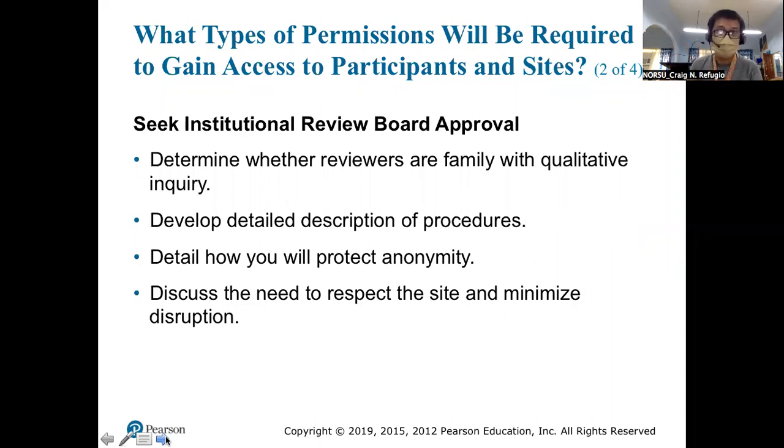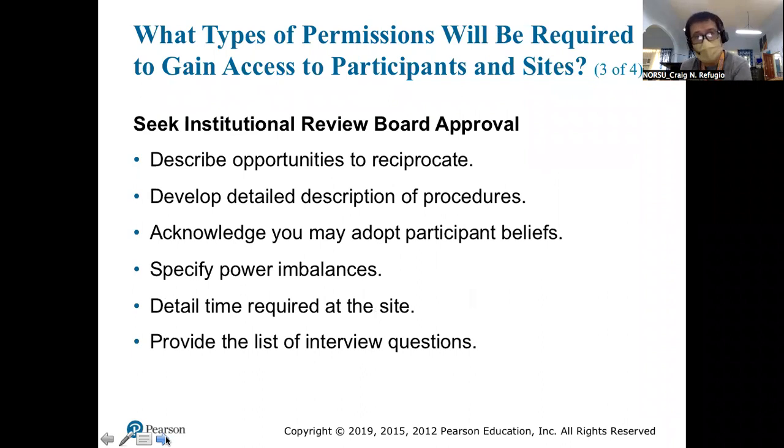Perfect. You have mentioned all the components in an informed consent. Thank you very much. So, next is to describe opportunities to reciprocate, develop a detailed description of the procedures from step 1 up to the last step. Acknowledge that you may adopt participant beliefs, specify power imbalances, detailed time requirement at the site, provide a list of interview questions. So part of the informed consent should be the list of interview questions.